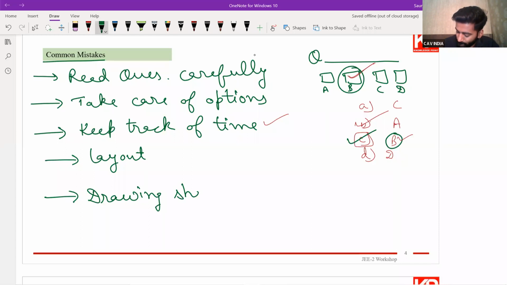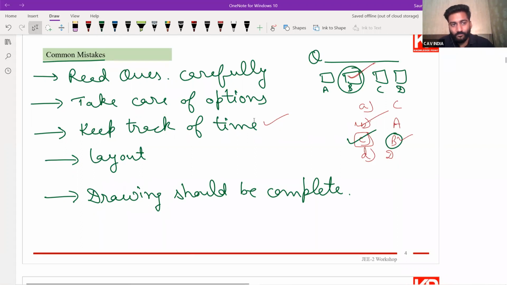Drawing should be complete. Remember the sentence that an average complete drawing will give you more marks than a perfect half drawing. So these are a few of the common mistakes that you can take care of. Along with them, take care of these things.